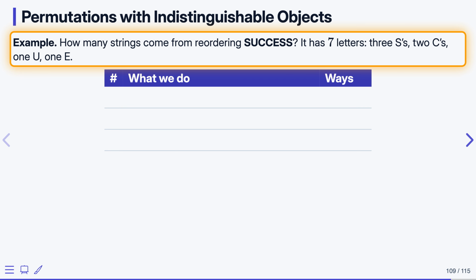Now we count when some of the objects look the same. Take the word success. It has 7 letters. 3 are S, 2 are C, 1 is U, and 1 is E. The 3 S letters are identical, so swapping 2 of them does not make a new string. That is the new difficulty.